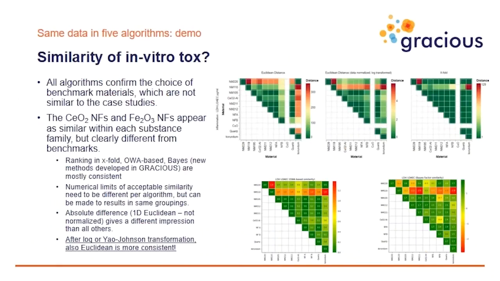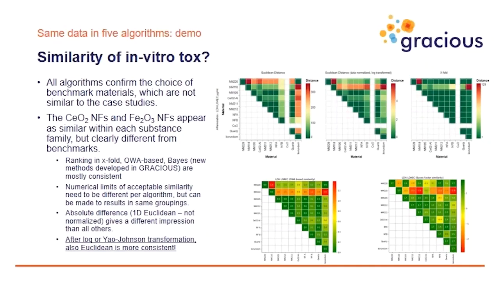Here, an example of similarity of in vitro toxicity is demonstrated using 5 different methods: Euclidean distance with log transformed data, x-fold, rsync, OWA-based similarity, and Bayesian factor similarity. The latter two are new methods developed by GRACIOUS partners. They'll be described in methodology manuscripts which are currently under preparation.